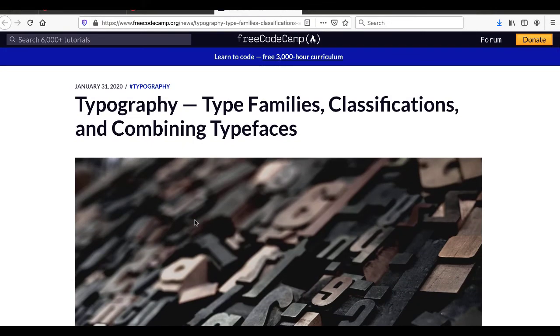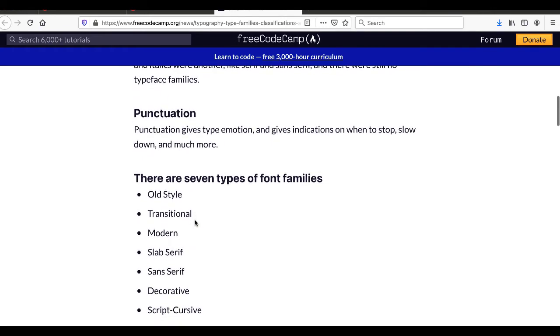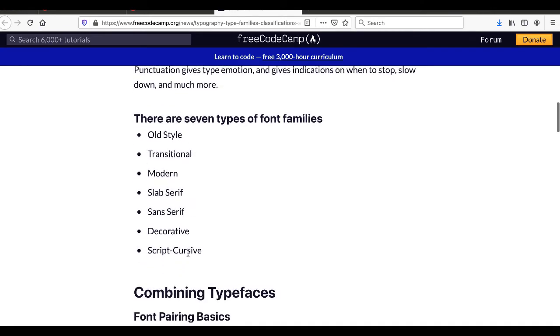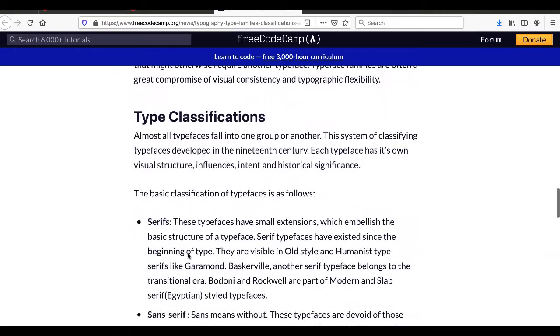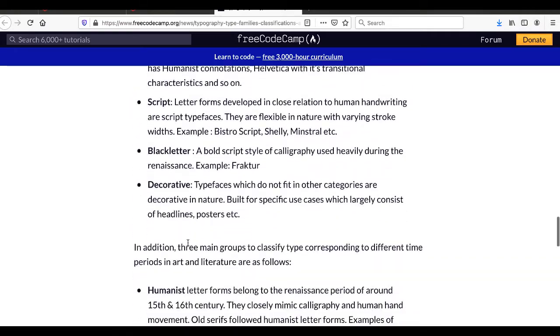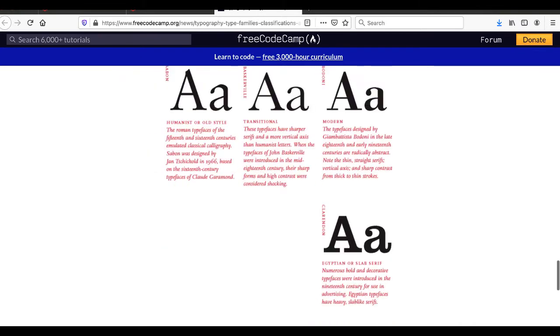This article is really interesting to think about how do we combine typefaces. So if I have an old style, what is going to look best with it? How can I use it? Which one's going to be my headline? Which one is going to be supporting? All of that. So they talk about 7 font families here, how to pair, contrast, classifications, etc.